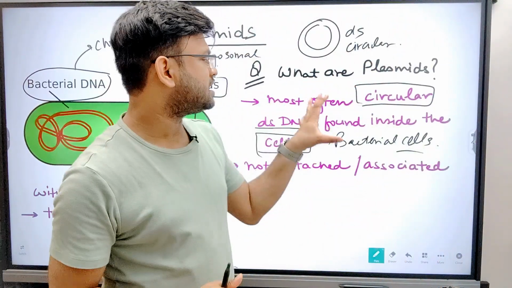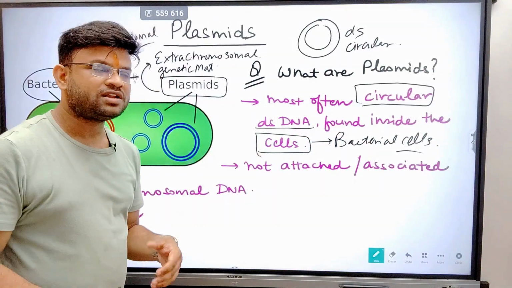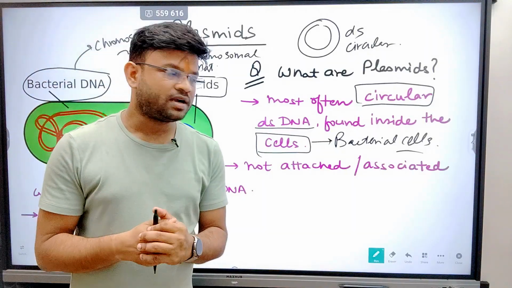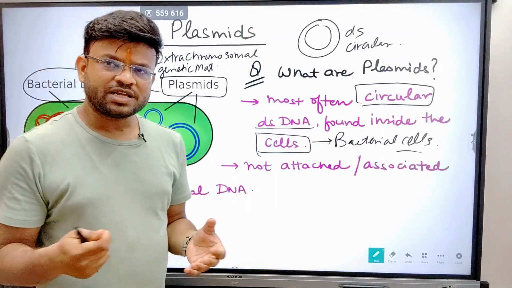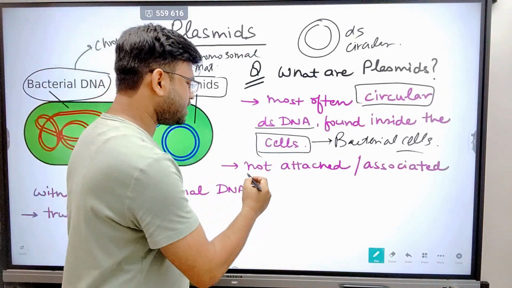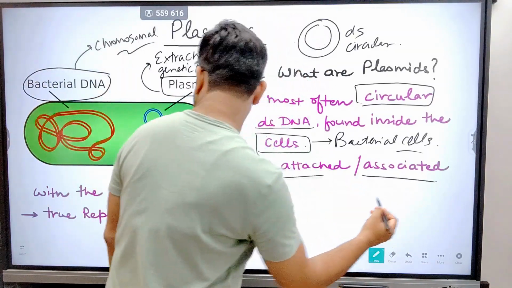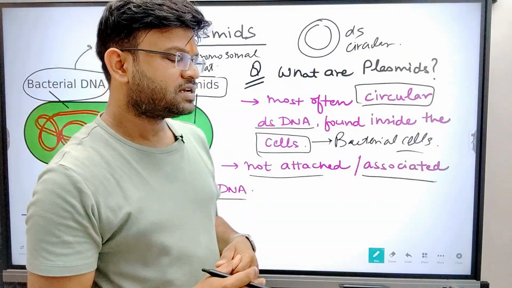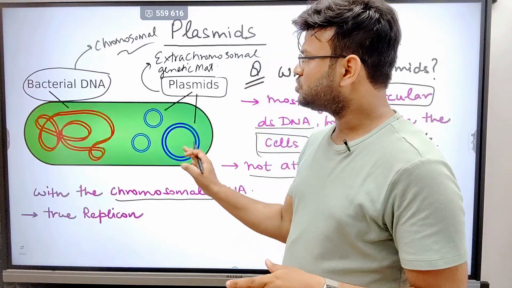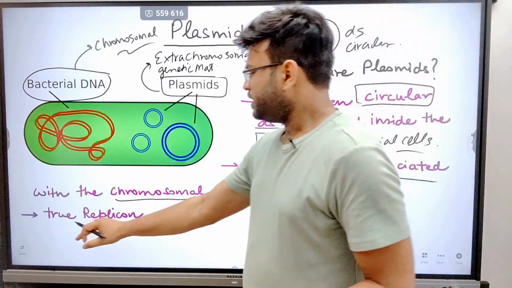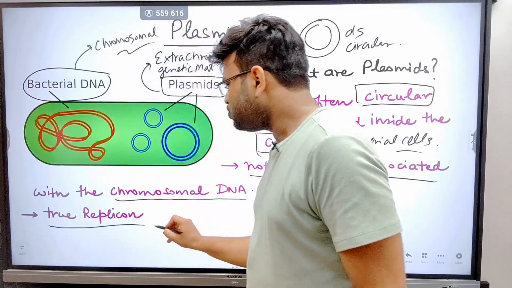So this is the first thing that we have understood, that they are circular in nature, they are double-stranded DNAs, they are present outside the chromosomal DNA, and they are majorly present inside the bacterial cells. Apart from that, they are not attached or associated with the chromosomal DNA. They have nothing to do with the chromosomal DNA, they are separate entities.